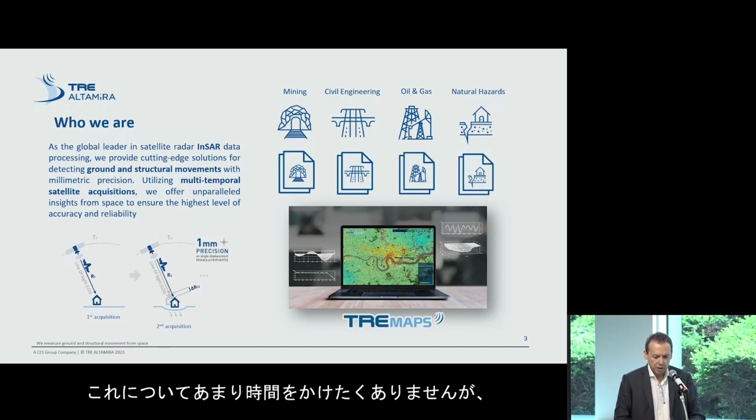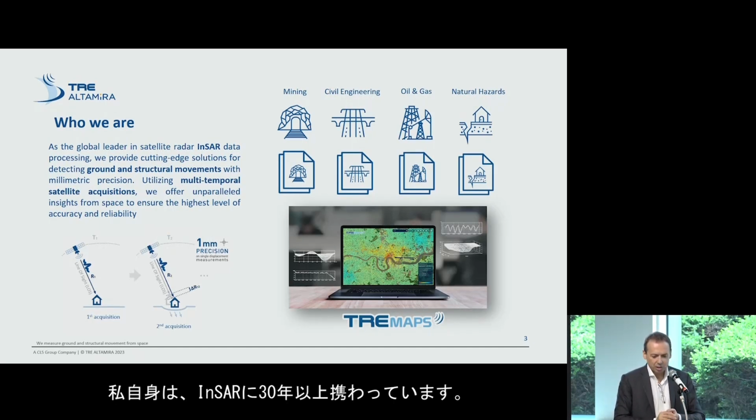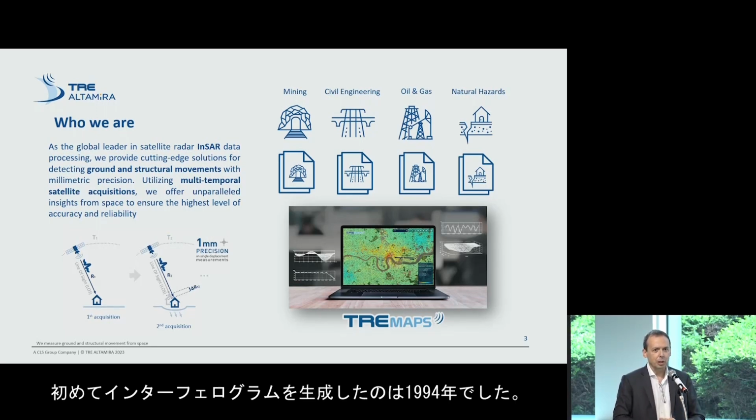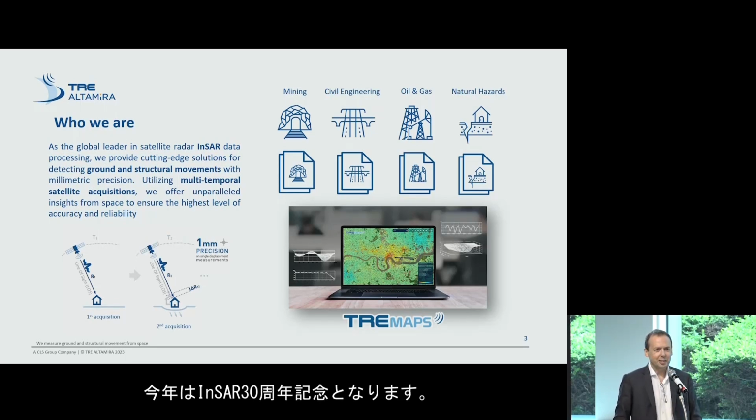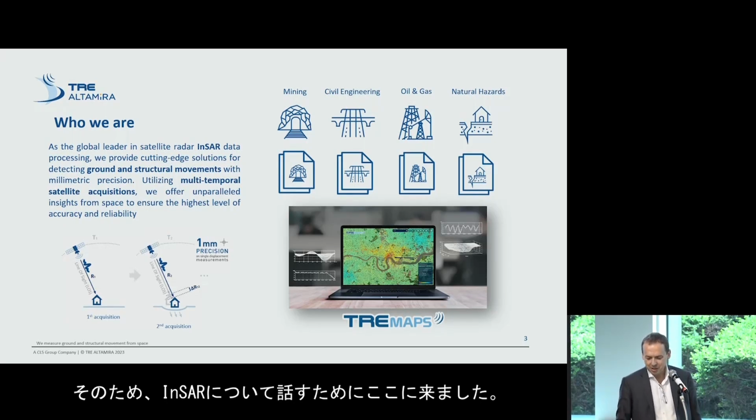I don't want to spend too much time on this, but of course, I want you to know that TRE Altamira is very much focused on InSAR, so interferometric synthetic aperture radar. Personally, I've been working on InSAR for more than 30 years. I generated my first interferograms in 1994, so this year I celebrate 30 years of InSAR. And as my wife would say, InSAR is the only thing I can speak about. So I'm here to speak about InSAR.